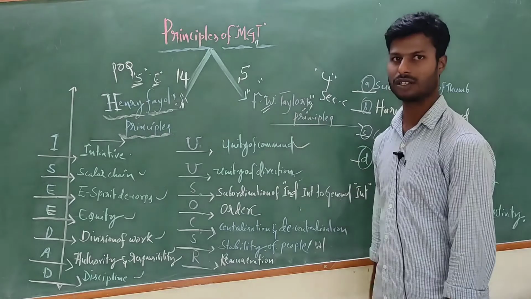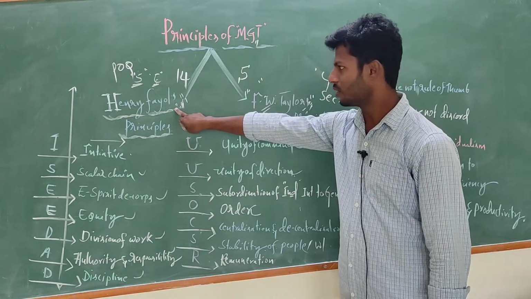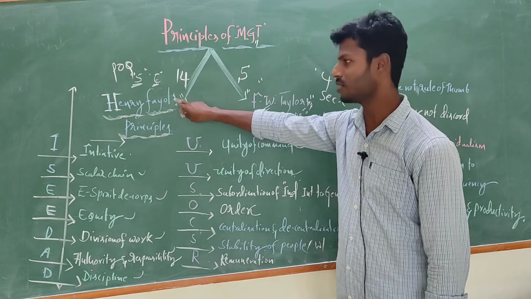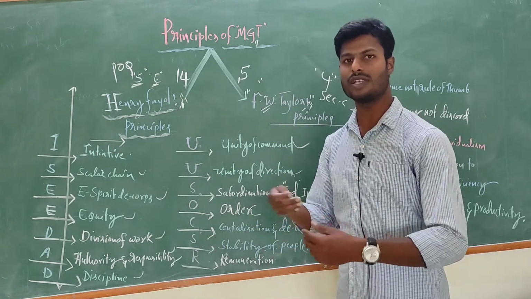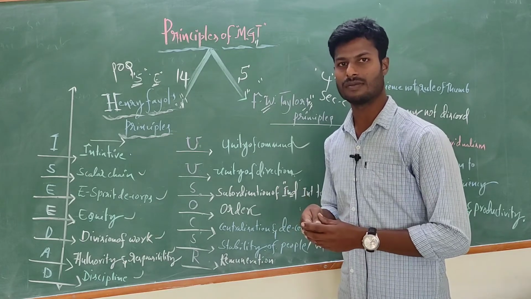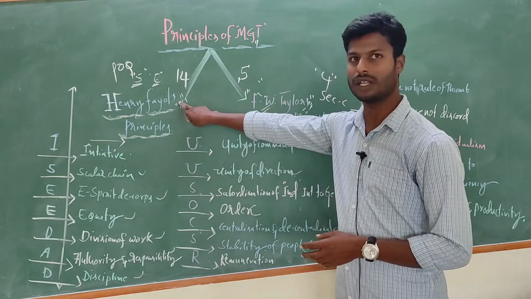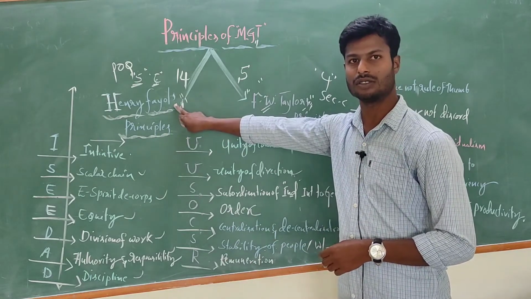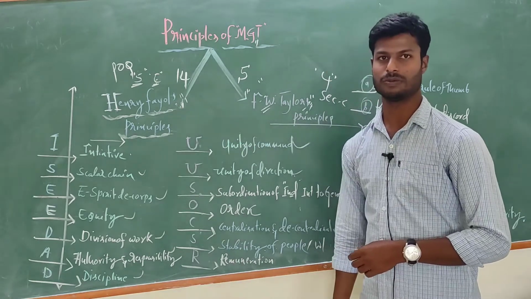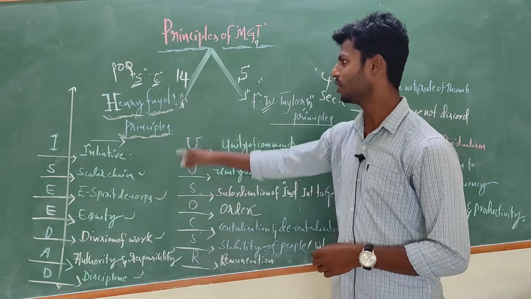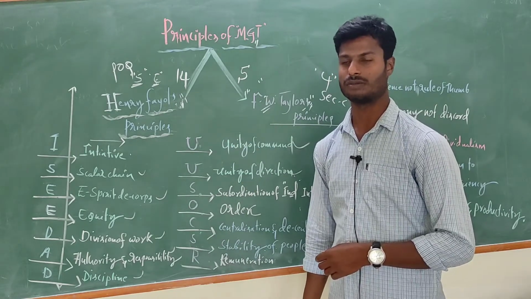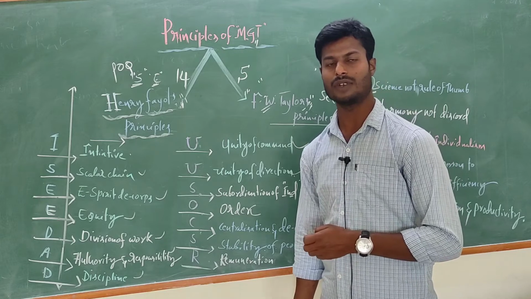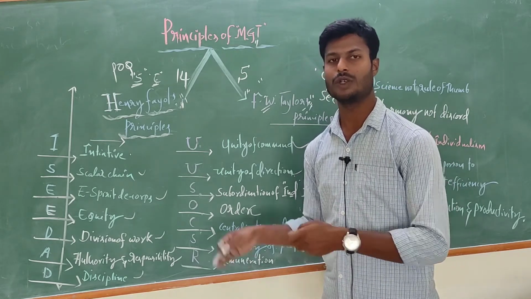Henry Fayol was a French coal mining engineer who worked as managing director for several years. Based on his experiences, observations and practices in a coal mining company, he developed 14 general principles. Hence, Henry Fayol is called the father of general management. He even wrote a book on the general principles of management. We apply Henry Fayol's principles to manage the day-to-day activities and resources of the organization in order to achieve goals and objectives.